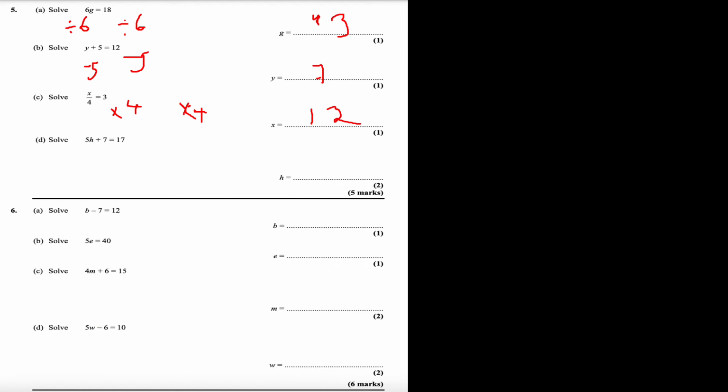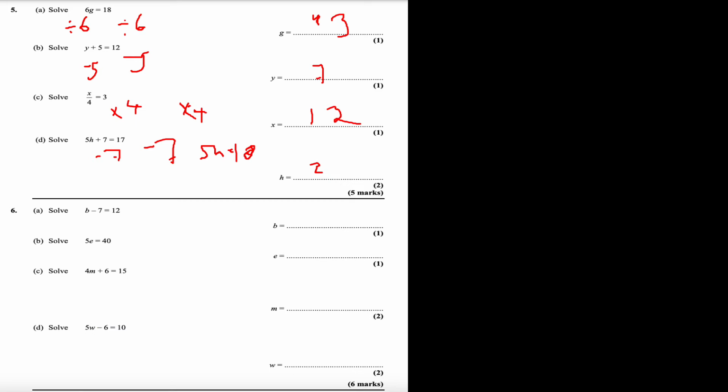Okay, part D, solve 5h plus 7 is 17. So subtract 7, subtract 7. So we're going to get 5h is equal to 10. Dividing both sides by 5 gives us h is equal to 2. So 5h equals 10. Dividing both sides by 5, I get that h is equal to 2. So it should be a 2 there.